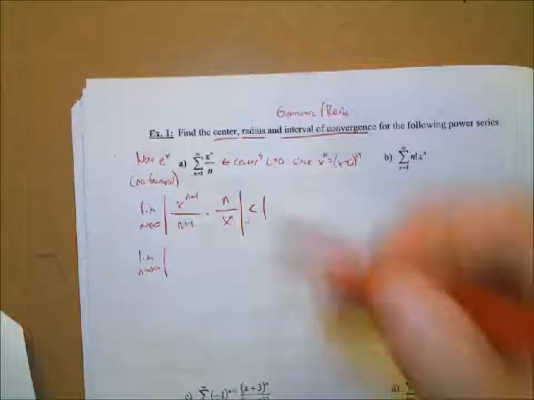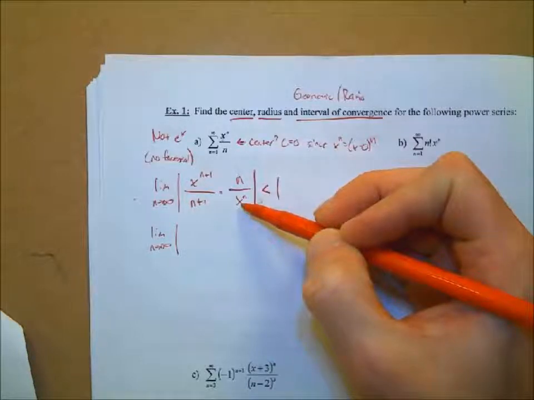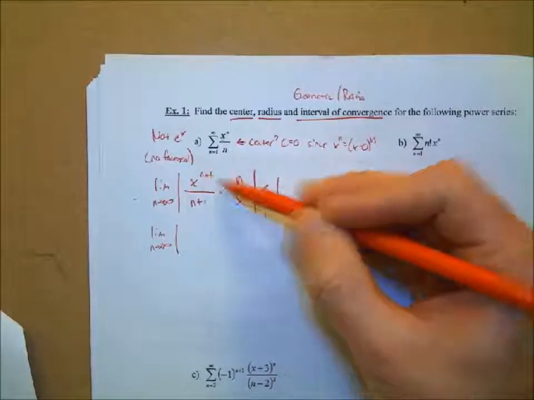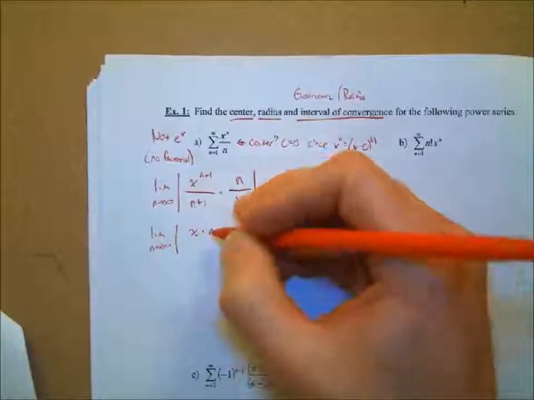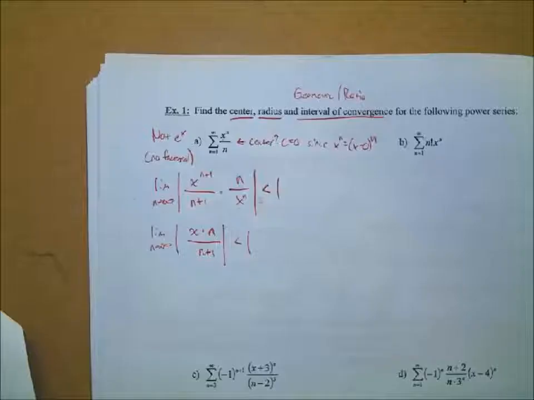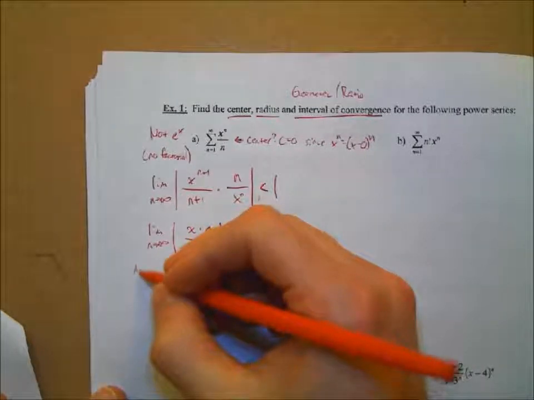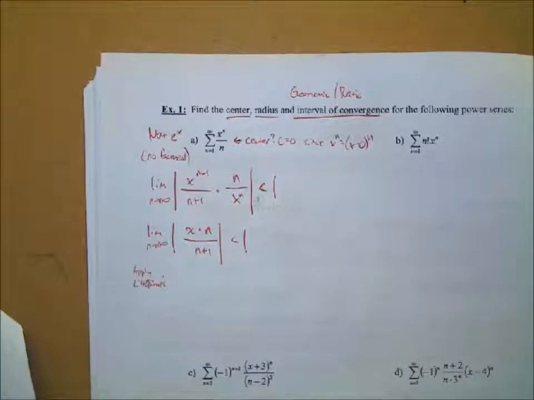X to the n plus 1 divided by x to the n leaves us with what? We can just subtract. When you have division with the same base, you can subtract the exponents. So the n's will subtract, and we'll have just x in the numerator times n over n plus 1. We can't really simplify that too easily. If we do a direct substitution of infinity in here, we're going to get infinity over infinity, which is indeterminate. So we'll apply L'Hopital's here. I'm only going to show this just for this problem because I don't want to write it out over and over again.